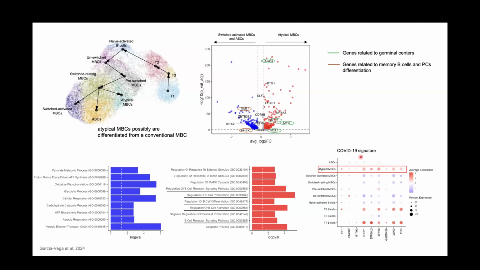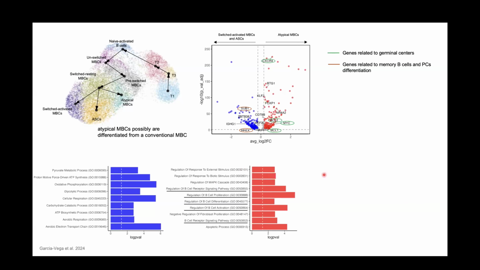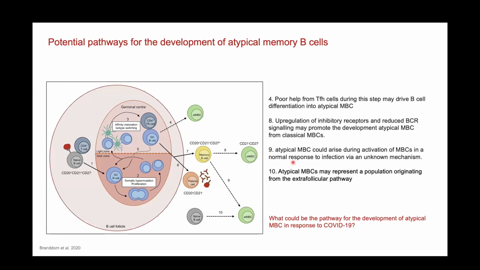Additionally, we observe that there are some genes and transcription factors related to the COVID-19 signature expressed in atypical memory B cells. So if we go back to this slide, probably one of the potential pathways that fits in COVID-19 could be this one, that atypical memory B cells could arise during activation of conventional memory B cells in a normal response to infection via an unknown mechanism. But in this case, these unknown mechanisms could be the genes and transcription factors related to the COVID-19 response.